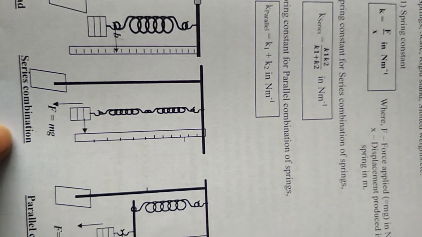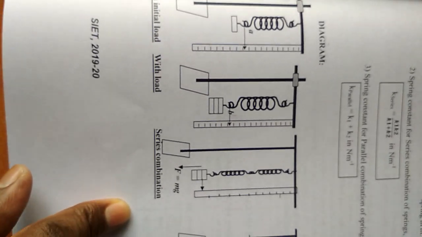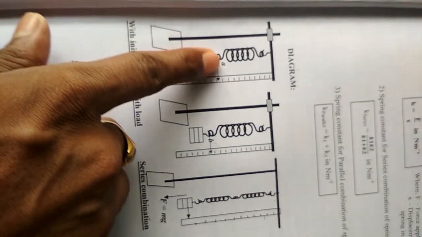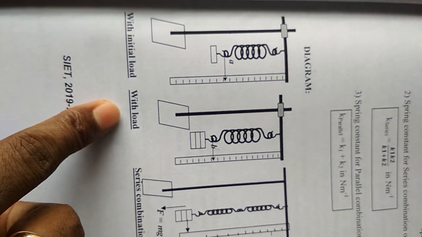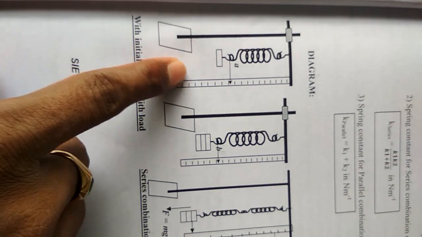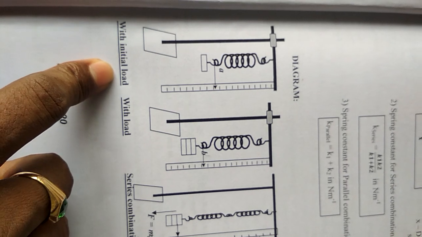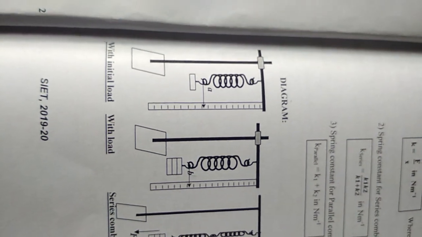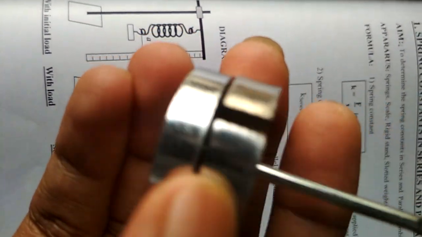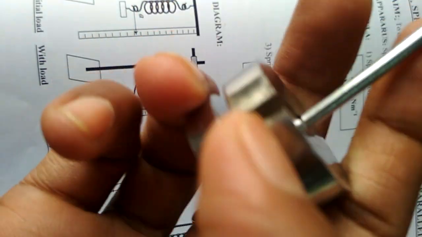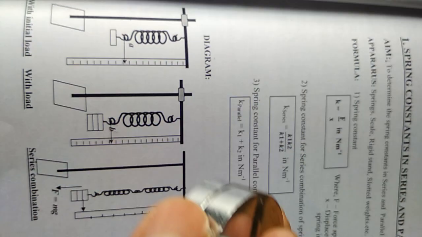This is the diagram. You can see the diagram. This is the experimental setup diagram. Here, with initial load, the initial load we have taken is 100 grams. Each coin is 50 grams, so here we have 2 coins. So the initial load in this experiment is 100 gram.